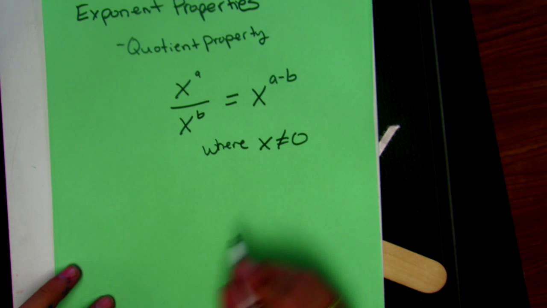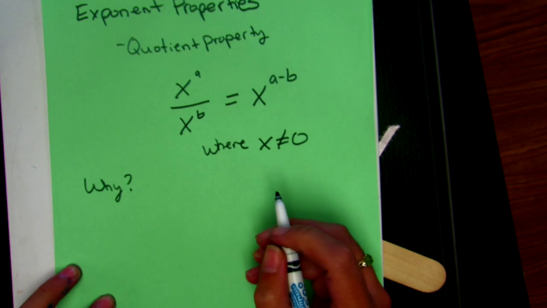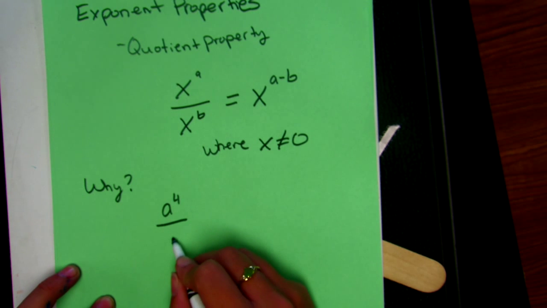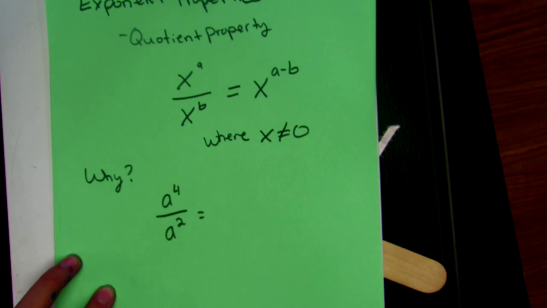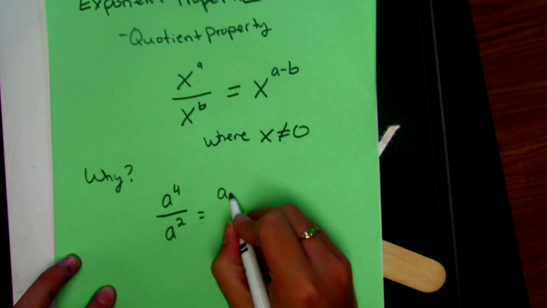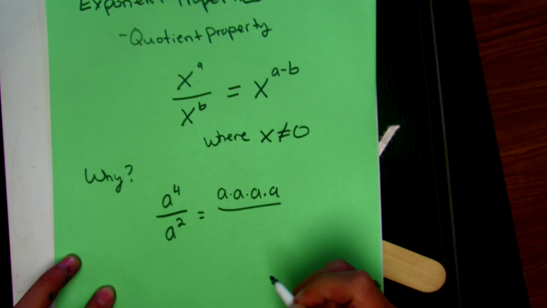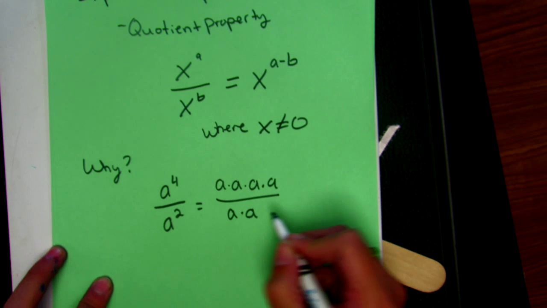So why does this work? That's what we want to know. Why is this even possible? Well, let's look at an example. Let's say we have a to the fourth over a to the second. If we were to expand a to the fourth, we would have a times a times a times a. If we were to expand a to the second, we would have a times a.